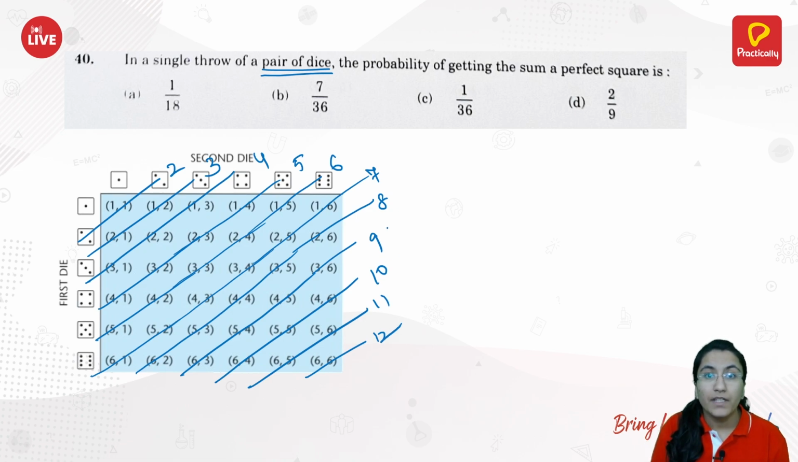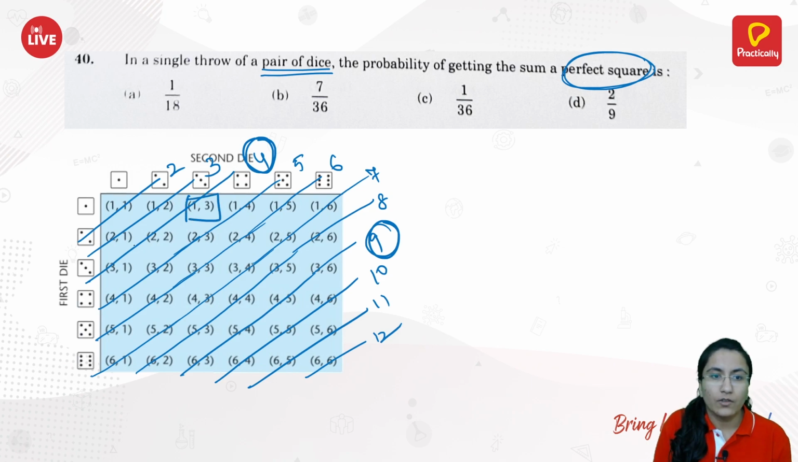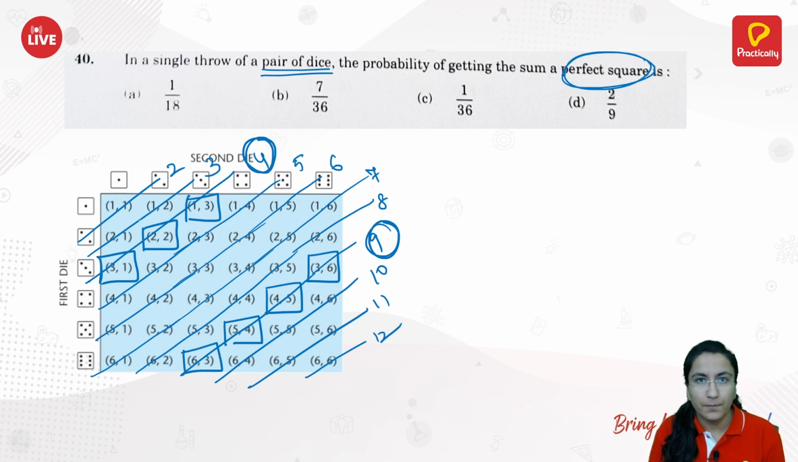Okay, so we want the sum to be a perfect square. What perfect squares are possible? 4 is a perfect square, then 9 is a perfect square here. The rest of the numbers are not perfect squares. So 4 is possible for (1,3), (2,2), and (3,1). And 9 is possible for (3,6), (4,5), (5,4), and (6,3). So definitely we have all these as our favorable outcomes.